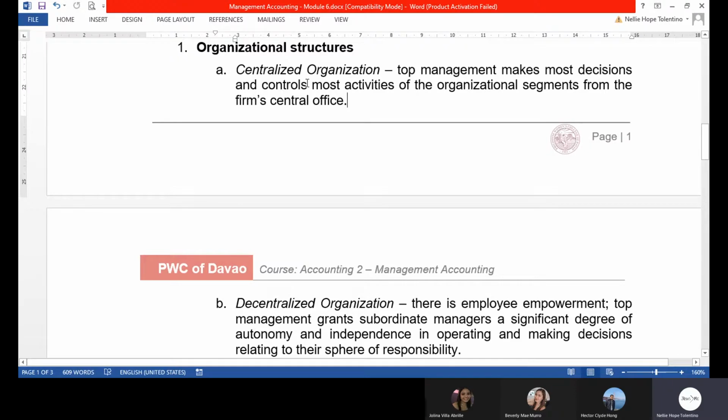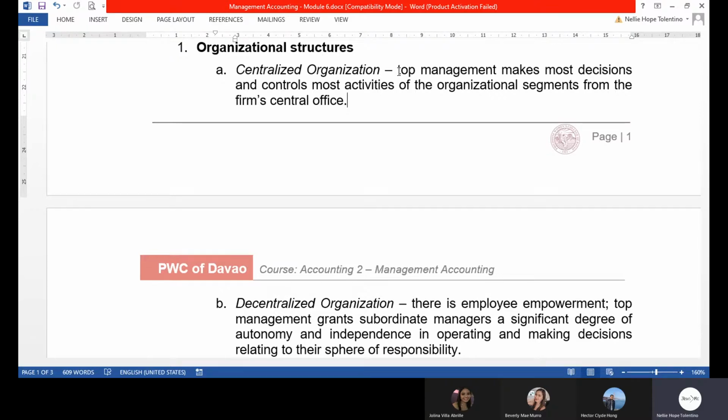Now, the advantage of this kind of organization is that kapag ganun, halimbawa, napakalaki ng organization ninyo, your head office is in Manila, tapos may branch kayo dito sa Davao. Kapag centralized ang organization ninyo, whatever decision or whatever actions that needs to be done here in Davao should come from Manila. So, although ngayon wala namang communication barrier, kasi nga marami namang communication tools, we can actually hold a meeting on time.